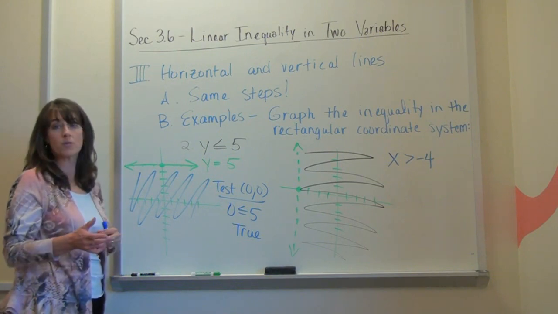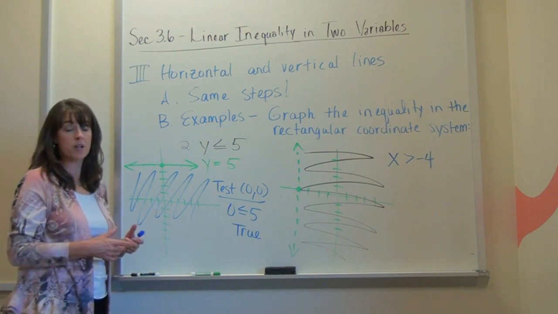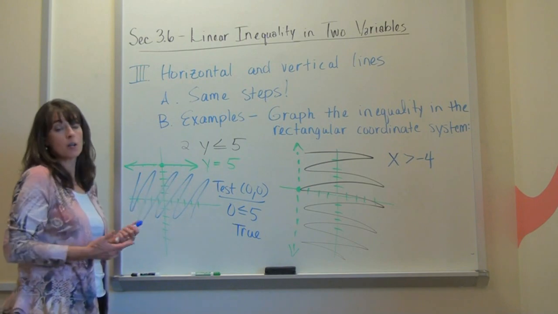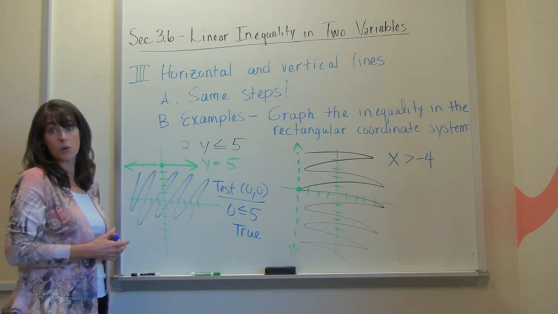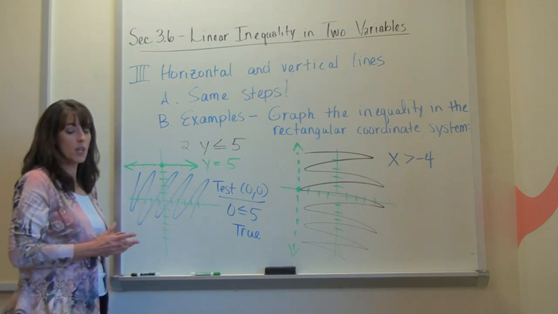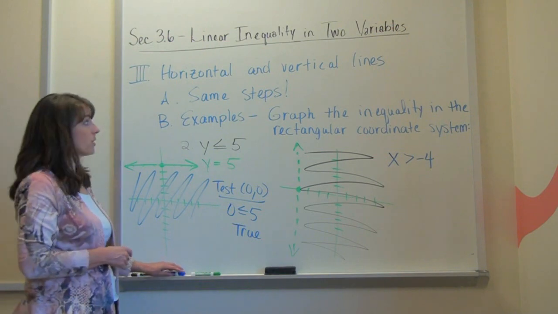But if you're one who doesn't like changing methods and processes, then you can see that that old process of testing the point still works, and you can go with that. So that's how you graph your horizontal and vertical lines.